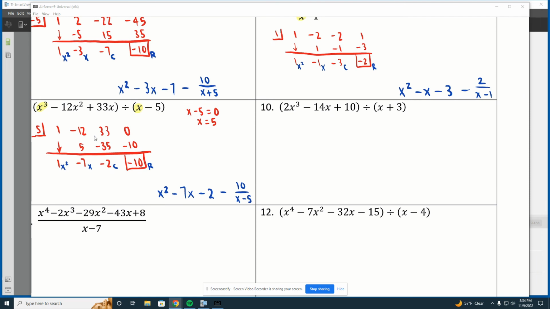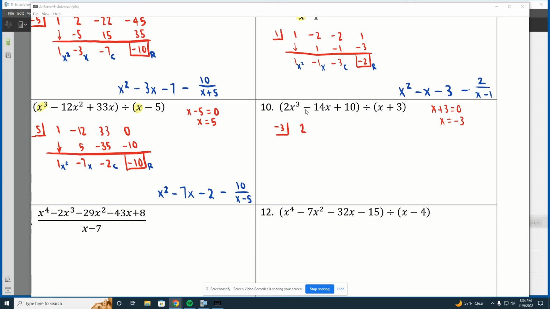Okay, I hope that you see that. I'll leave that up there in case you're still trying to catch up. Next one, we take x plus 3, set it equal to 0, and solve. I subtract 3. -3 goes in the box. I start with my biggest exponent, that's x cubed. Its coefficient is 2. And then I work my way down.